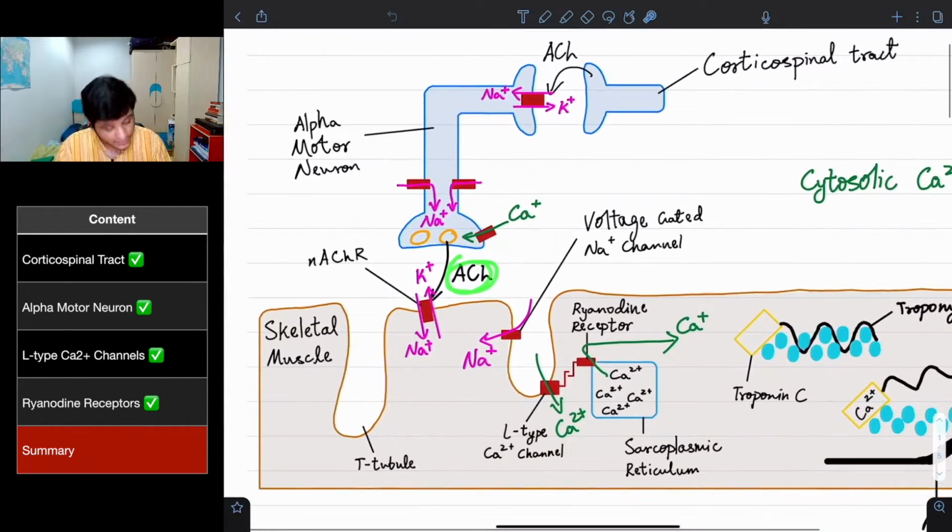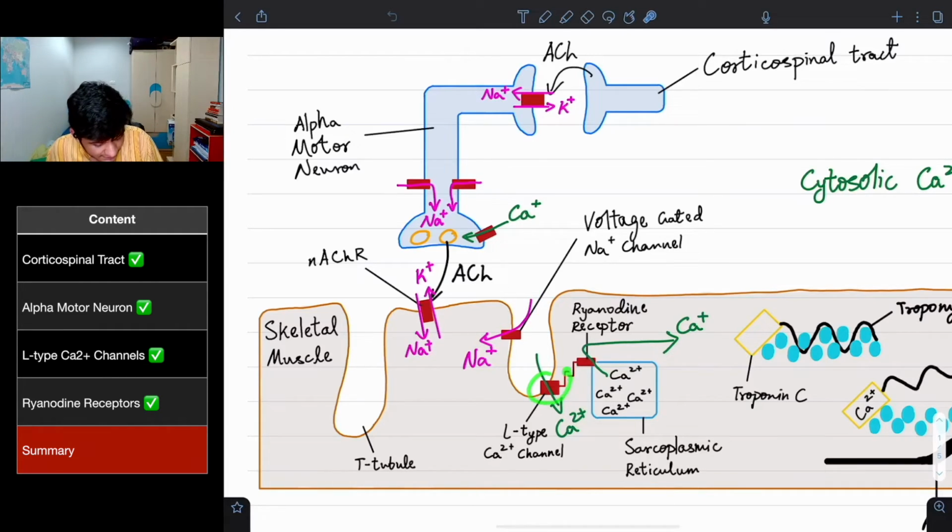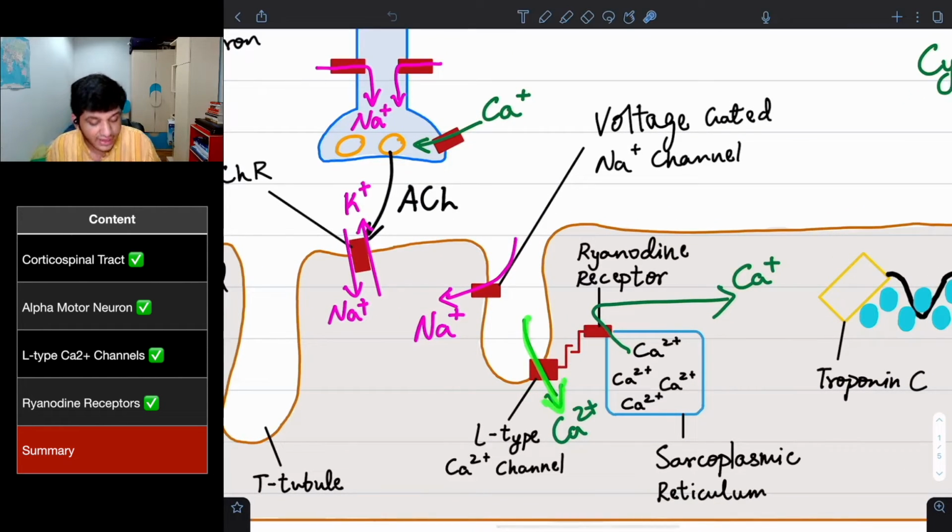Again, the acetylcholine binds, which is the same here. Acetylcholine binds to a ligand-gated channel, causing an influx of sodium ions, and this triggers the voltage-gated sodium ion channels because it reaches a threshold, causing further depolarization. This triggers the L-type calcium ion channels, causing an influx of calcium ions. Because of this, there's a mechanical interaction with a receptor called the ryanodine receptor, which is in the membrane of the sarcoplasmic reticulum, right?